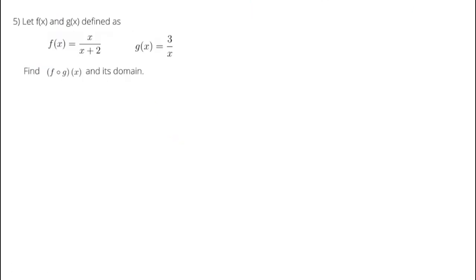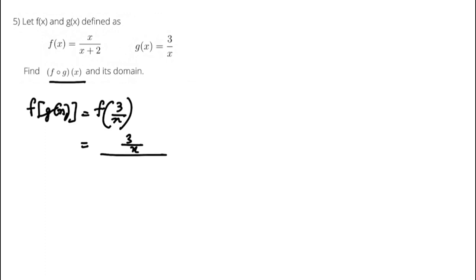Okay, now let's look at question number 5. We need to determine f composite g and its domain. So what is f composite g? We have f of g, where g is 3 over x, and we have to substitute x with 3 over x inside the function f. So we have 3 over x over 3 over x plus 2.